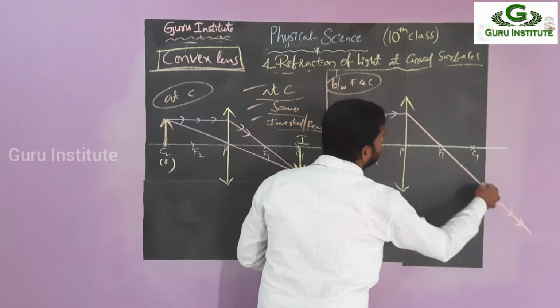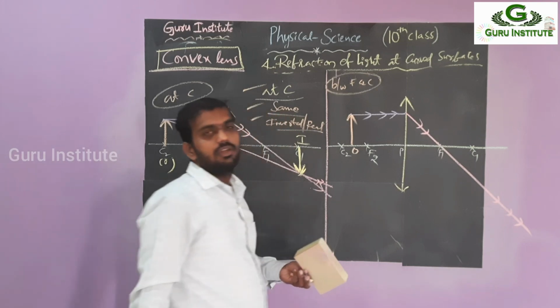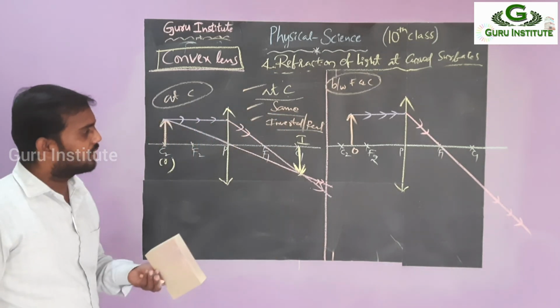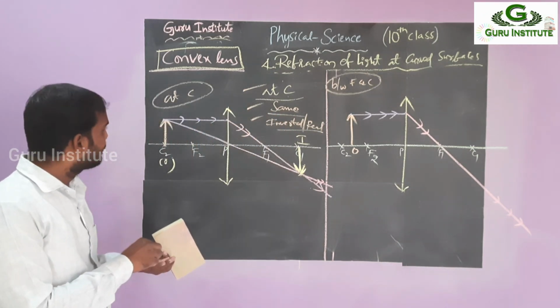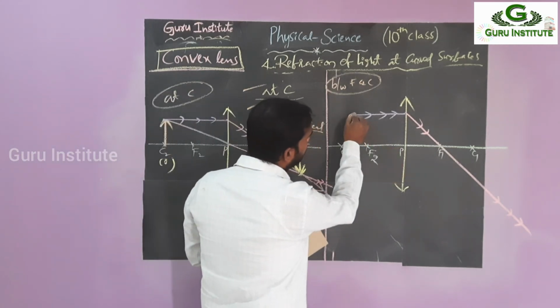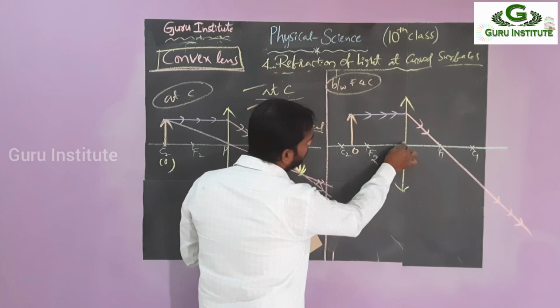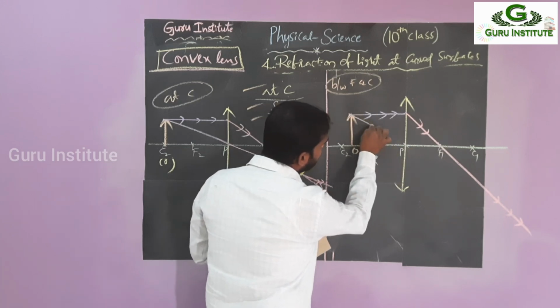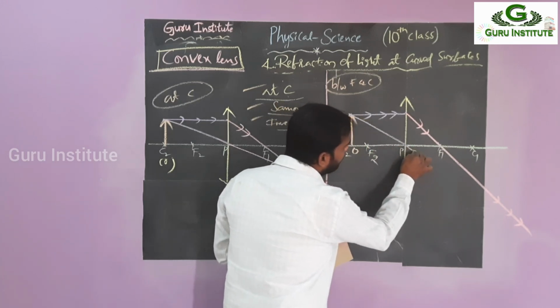Just observe this one. So this is the picture. Parallel to principal axis, passing through the focus. Next, what is the next one? Passing through the pole, there is no deviation. Starting here, the pole point here. Just join these two and simply use your scale and draw it very well. That's it.